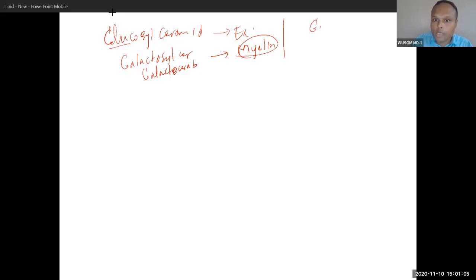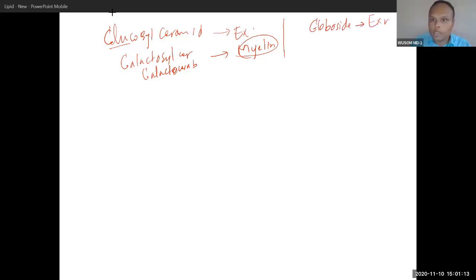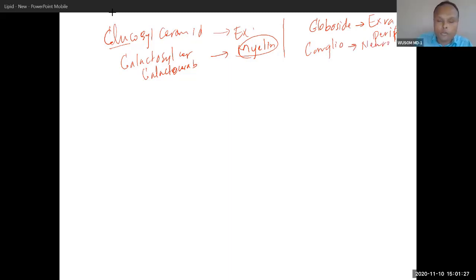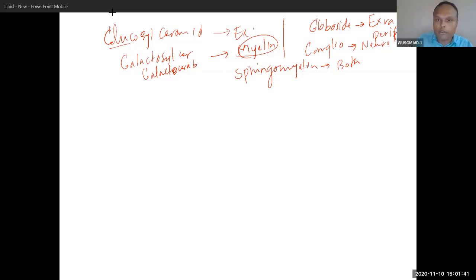Next comes globoside. Globoside is present where? Extraneuronal and peripheral neuron. Very good. And ganglioside? Neuron. Very good. And then sphingolipid, that is sphingomyelin, is present everywhere. So if you remember these five, you will remember all the disorders.